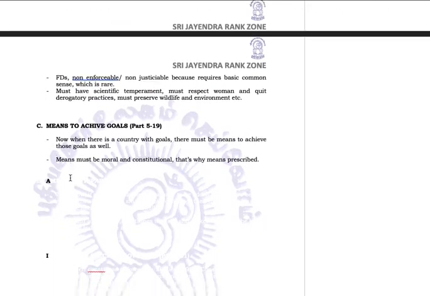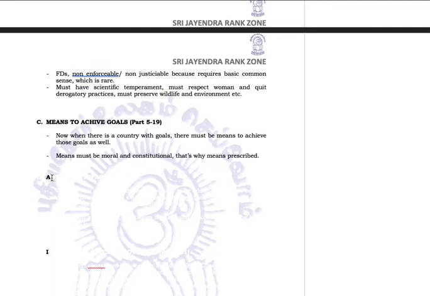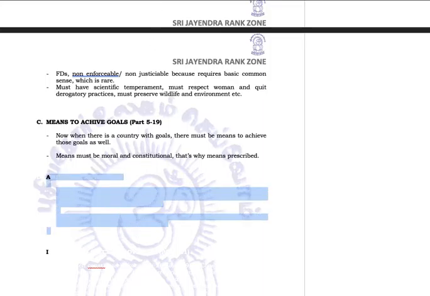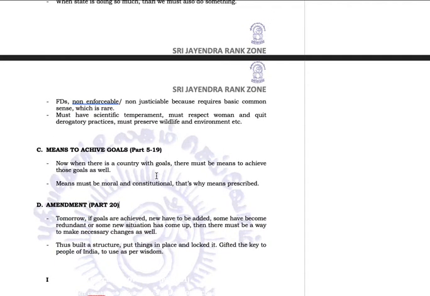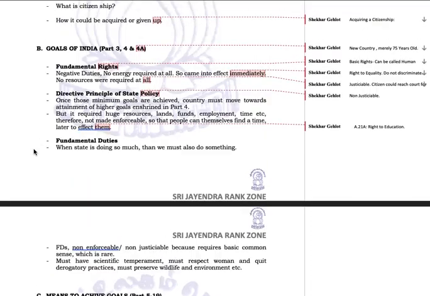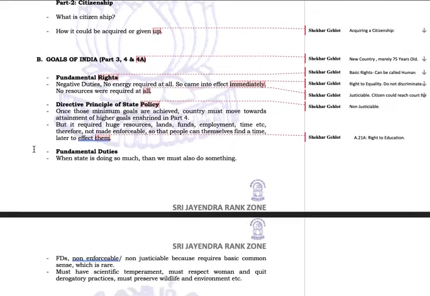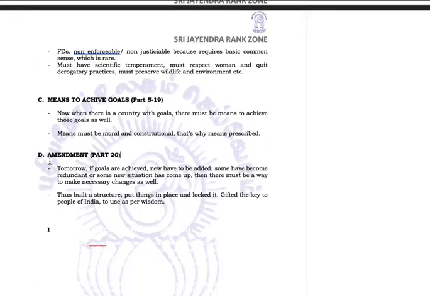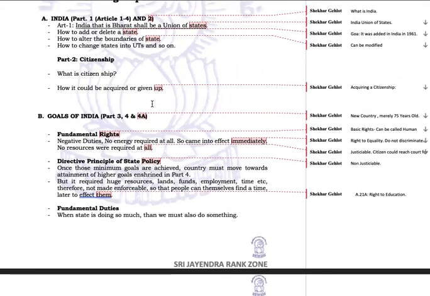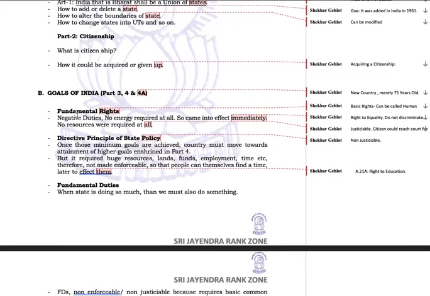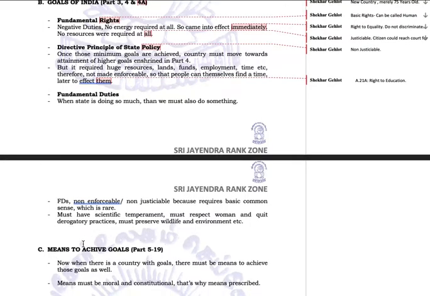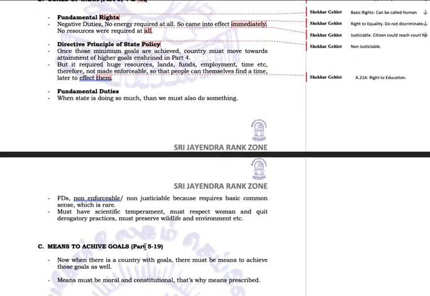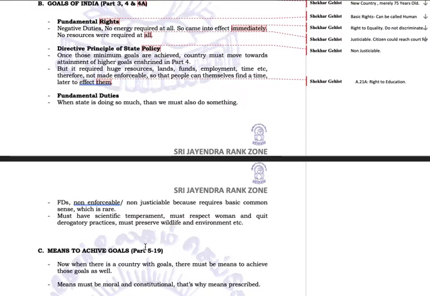First of all, now we go to another part of the constitution. That is group D. These are groups: group A is India, group B is goals of India, group C is means to achieve those goals, group D is amendment. Okay, now we have a country, and the country has its goals. And now the country has the means to achieve those goals as well, which is in part 5 to 19, which we'll do after some time. So now the country and the setup of the country is complete. We have a country, goals, and means as well.